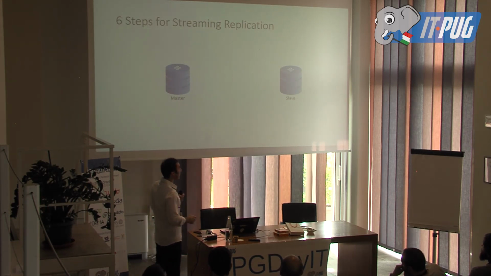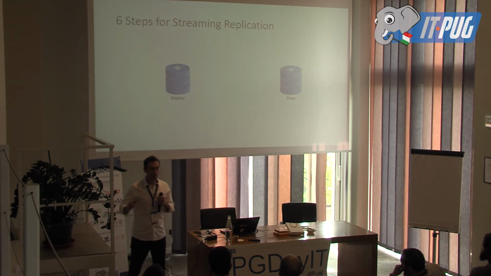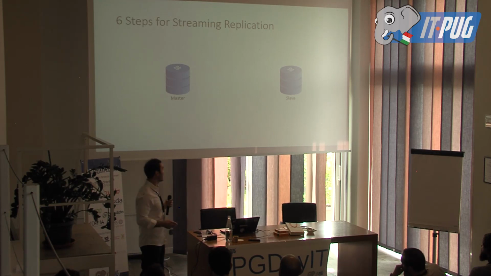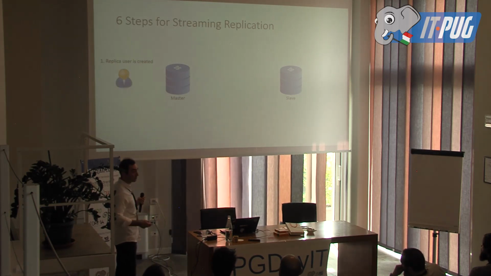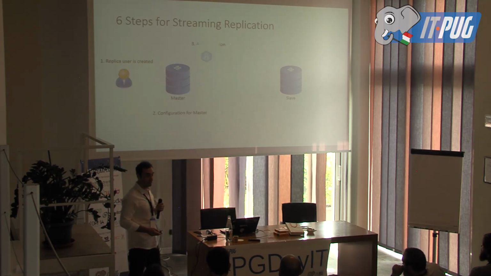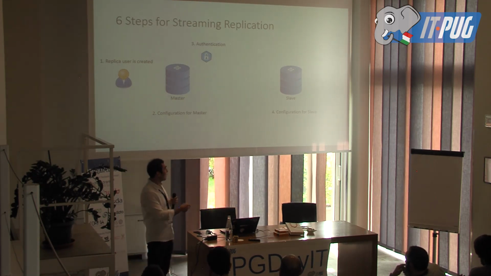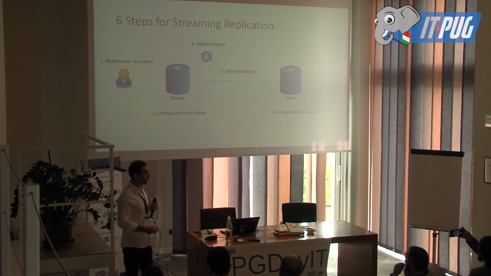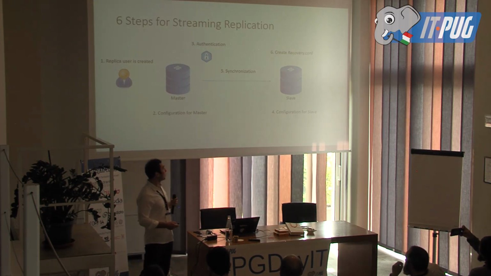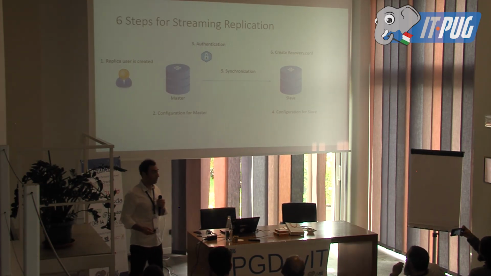Okay, it is very easy to make streaming replication. There are just 6 steps. First one, create a user, then configuration for the master, and then authentication. And then fourth is the configuration for the slave, synchronization, and create the recovery.conf file on the slave.